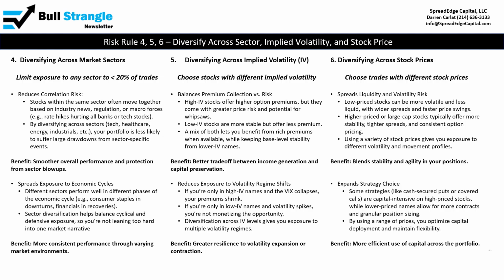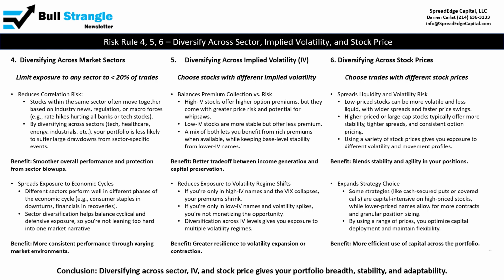It also expands strategy choice. Some strategies are capital intensive on high price stocks, while lower price names allow you more contracts and gradual position sizing. By using a large range of prices, you optimize capital deployment and maintain flexibility. And the benefit here is more efficient use of capital across the portfolio. So in conclusion, diversifying across sector, volatility, and stock price gives your portfolio breadth, stability, and adaptability.